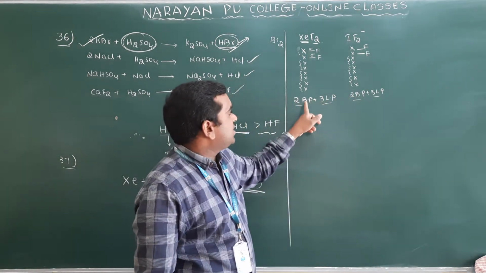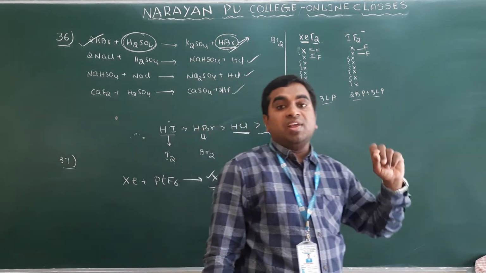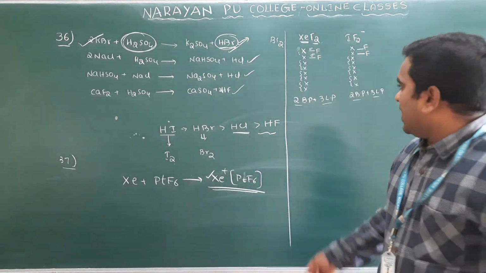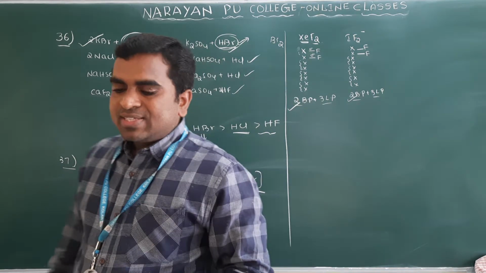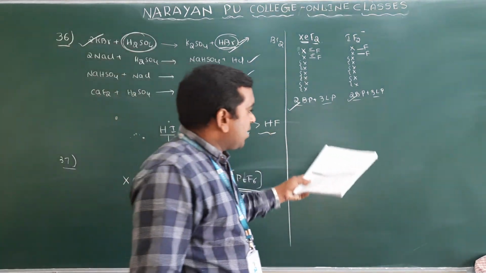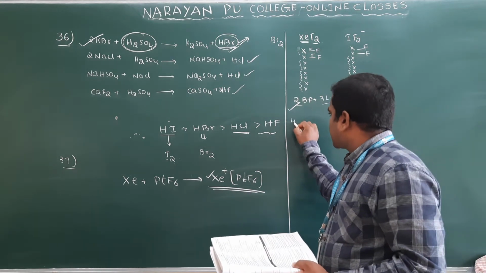Whenever lone pairs are greater than bond pairs, as I said, the shape of the molecule will be linear. Clear? So what is the shape here? Linear. Here also, linear. So first option only. The second one you can also do in the same way. So option 1 is the correct answer. Next one.